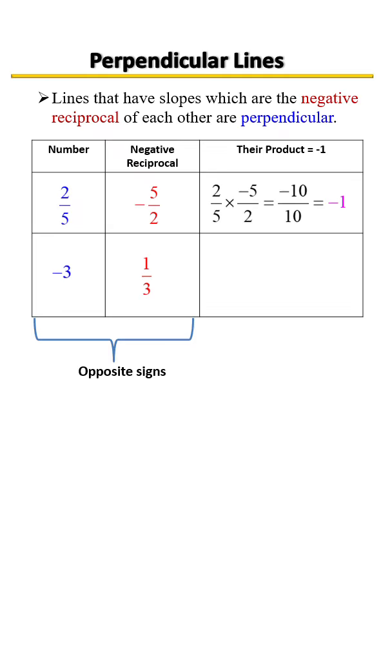So -3 times 1/3, as you can see, it does equal -1. So again, negative reciprocals means opposite sign and flipped.